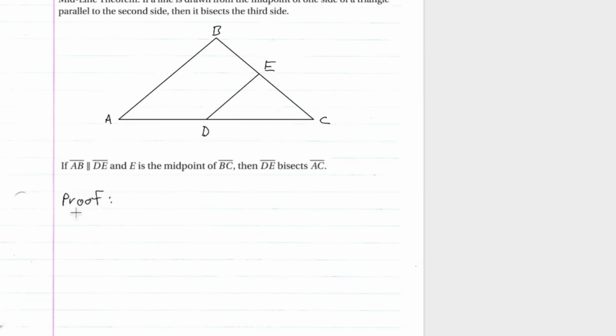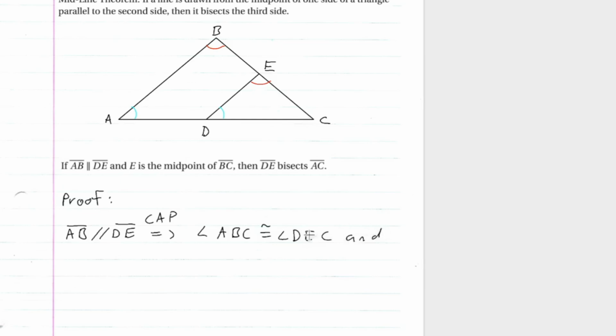Okay, so we know that AB is parallel to DE. So this implies, by the corresponding angle postulate, that this angle is congruent to this angle, and this angle is congruent to this angle. So we have that angle ABC is congruent to angle DEC.